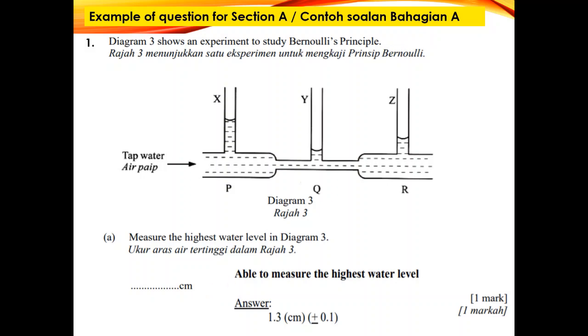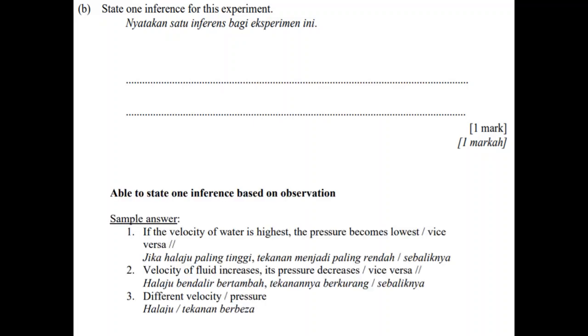Okay, next. On to this one, state one inference for this experiment. So the example of the inference that you can write, you need to know if the velocity of water is highest, the pressure become lowest, ataupun vice versa. Ataupun you can also write down the velocity of the fluid increases, its pressure decreases.